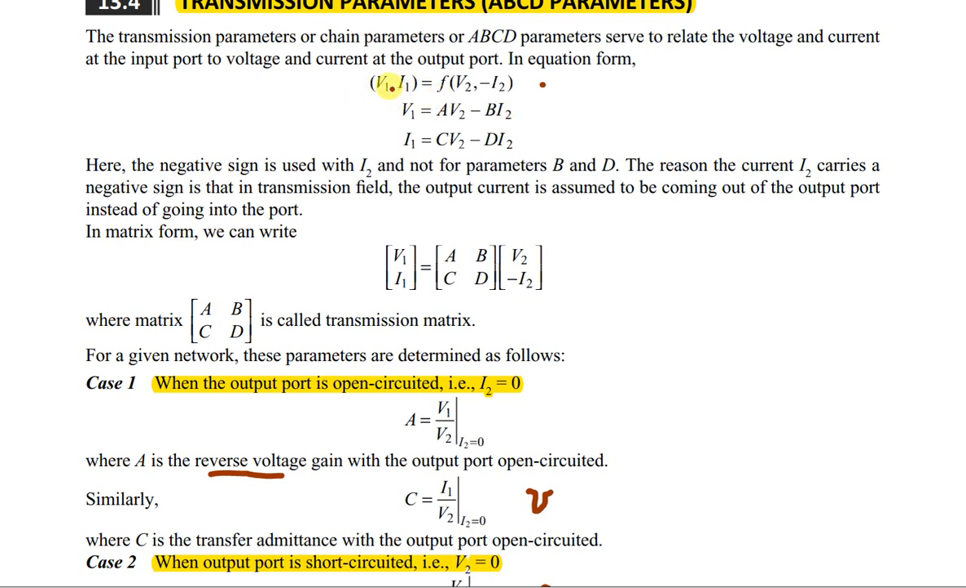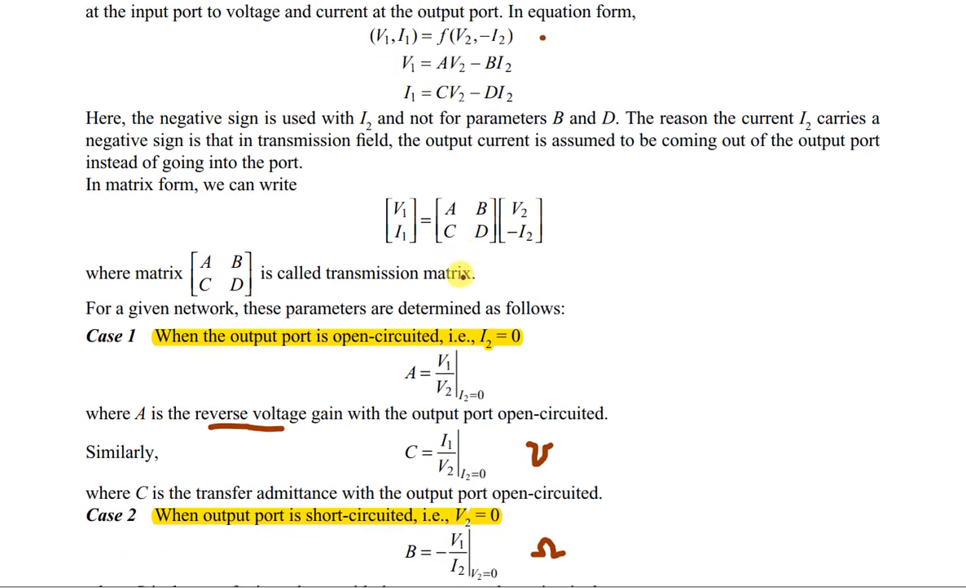Express V1 and I1 in terms of V2 and minus I2. Which one do you write first, V1 or I1? V1 you have to write first, next I1. And only for T parameters, you use minus I2. After that you can find A, B, C, D by making I2 equal to 0 and V2 equal to 0. I2 equal to 0 means you have to open the output terminals. V2 equal to 0 means you have to short circuit. After that you can find them by looking at the two equations.